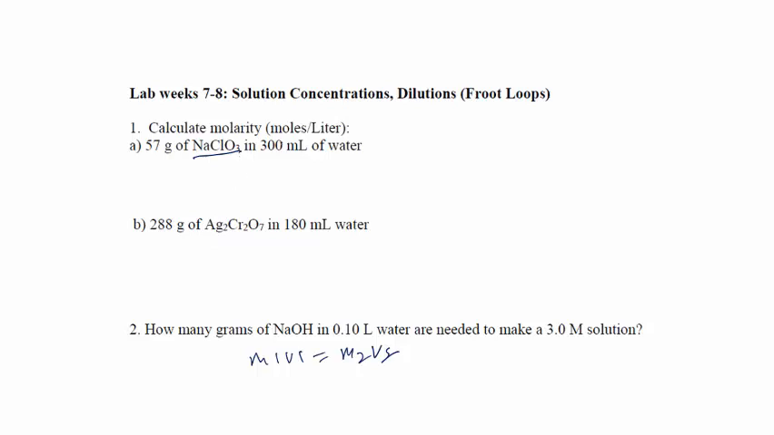Okay, calculate the molarity in moles per liter. 57 grams of sodium chlorate in 300 milliliters of water. So we have sodium is 22.99, chlorine is 35.45, and 3 times 16 would be 48.